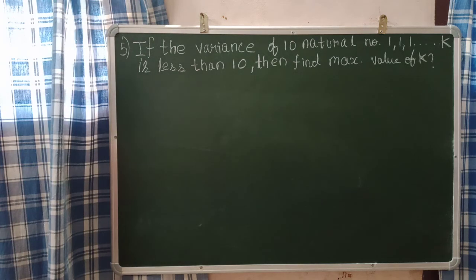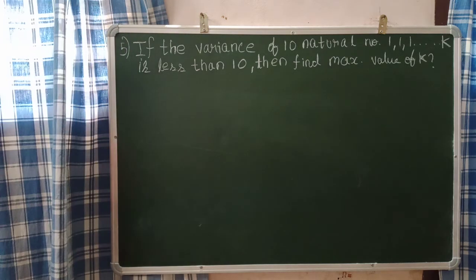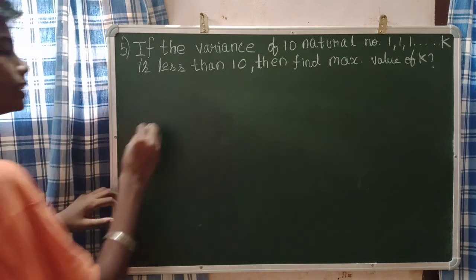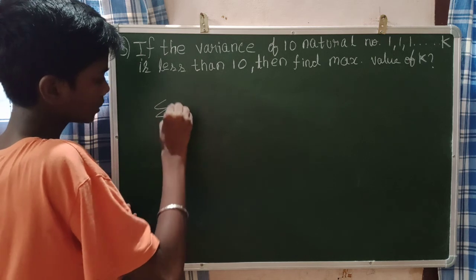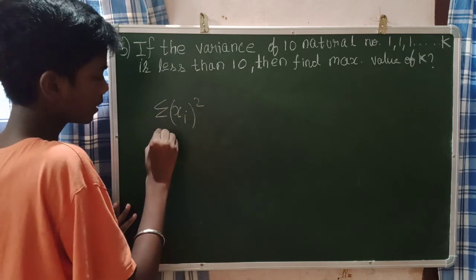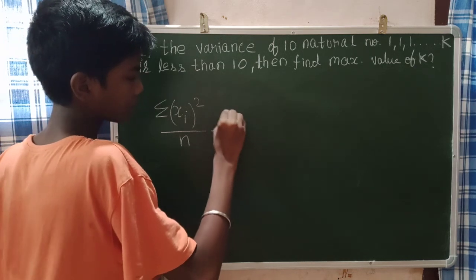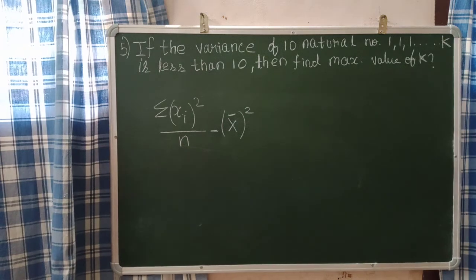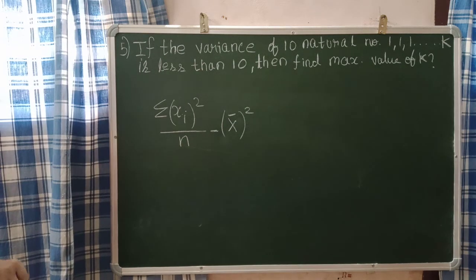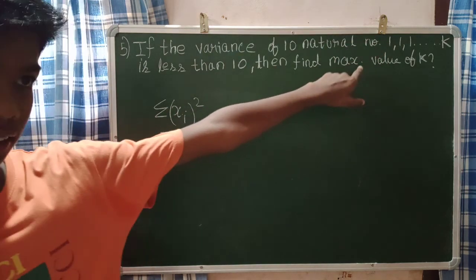So guys, what is the formula for variance? Tell me. The formula for variance is summation of xi square divided by the total number of elements, minus the mean square. This is the formula of variance. What is xi? Xi means each and every element of that particular sequence.